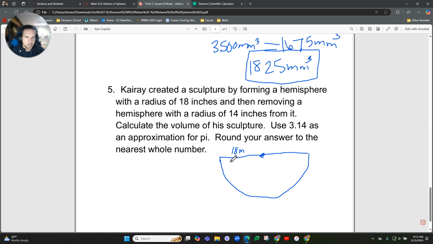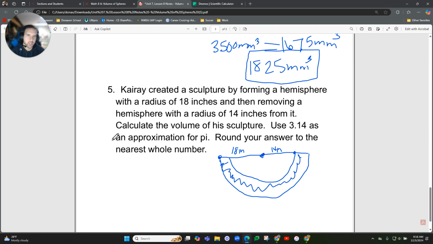But what I'm doing is cutting out another one with 14 inches. So from here to here is 14 inches, and from here to here is 18. Essentially what I have left is kind of like a bowl. That's what we're trying to figure out: the volume of this part.